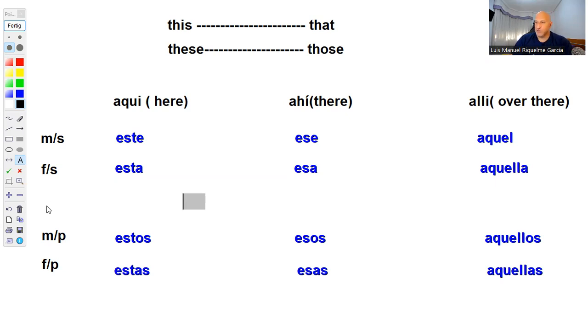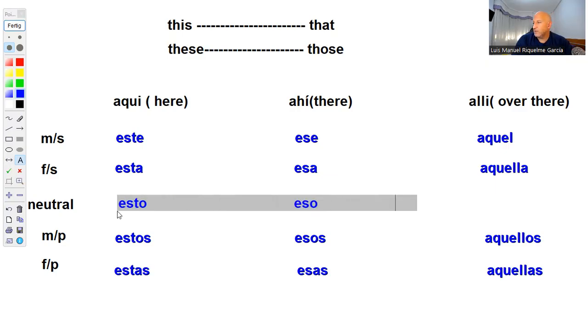They can be a bit confusing, but I will write them down anyway. Because we have another 3 words that are not masculine, are not feminine, are not single. They are neutral. And those words are esto, eso, and aquello.